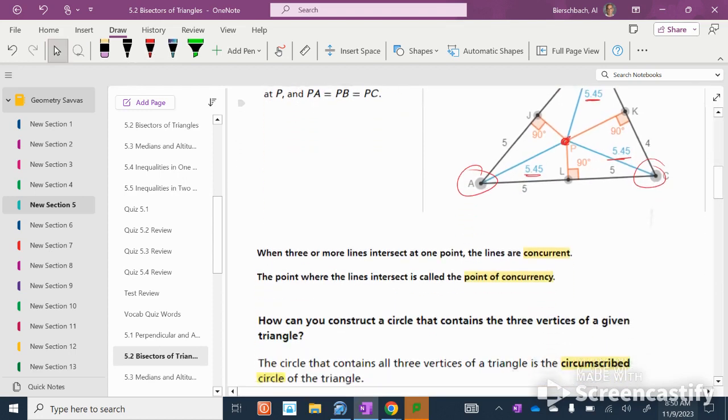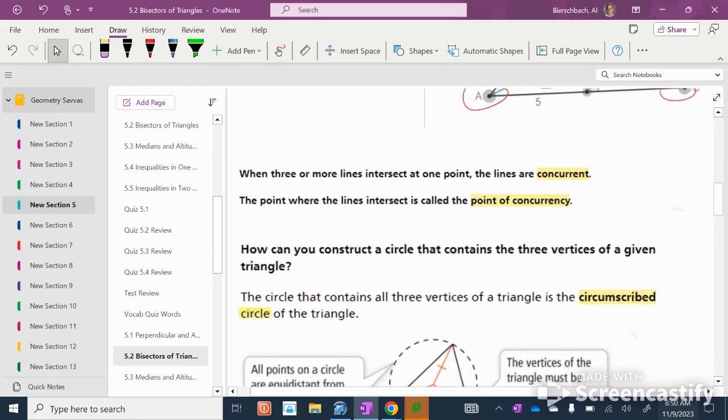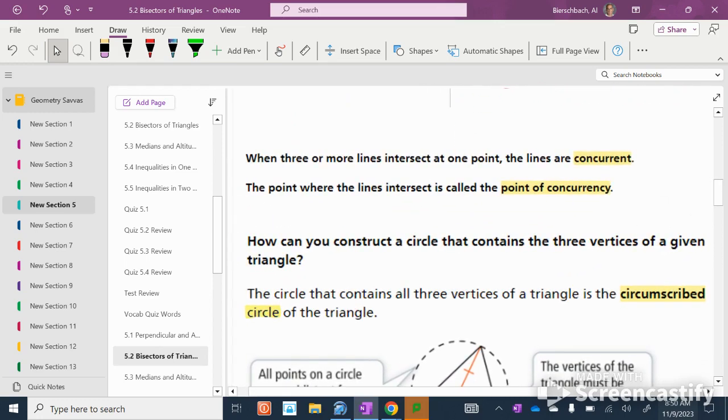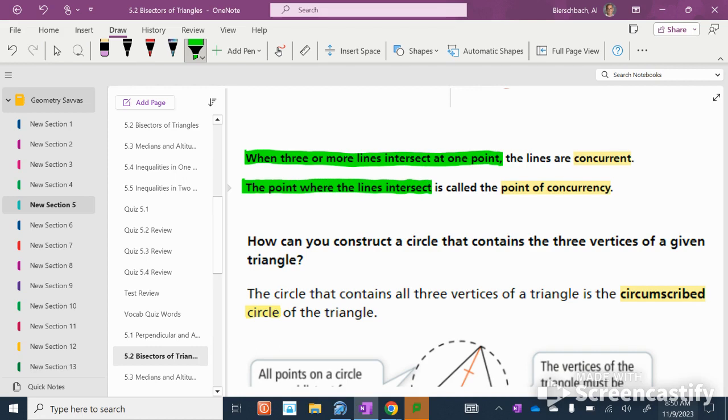Okay, that's what happens. So we have a bunch of vocab words in this section. When 3 or more lines intersect at one point, they're said to be concurrent, and the point where the lines intersect is called the point of concurrency. When 3 or more lines intersect at one point, the lines are concurrent.